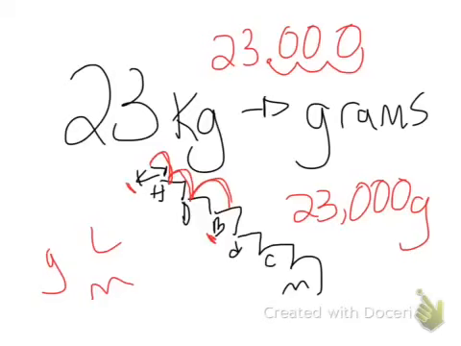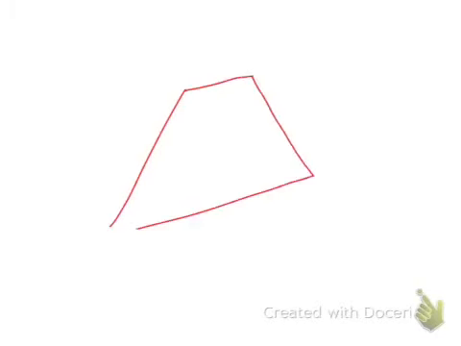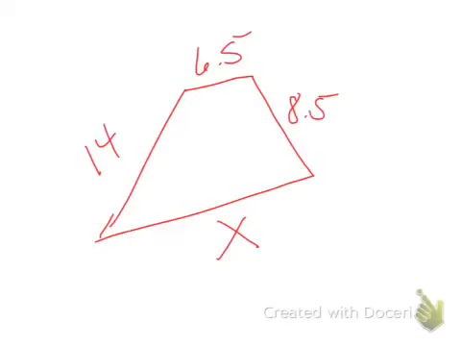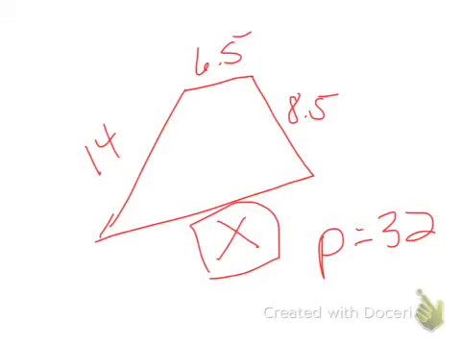Let's do a couple more problems here. I want you to find the perimeter. I want you to find this side X, if we have one side that is 14, one side that's 6.5, one side that is 8.5, and the whole perimeter is 32. So, you will need to solve for X. Think about what perimeter is, pause, and solve.